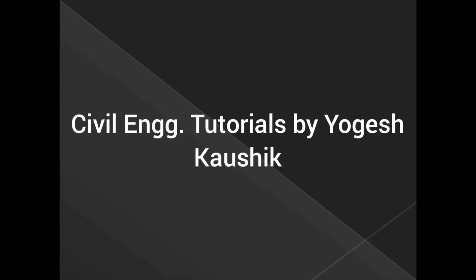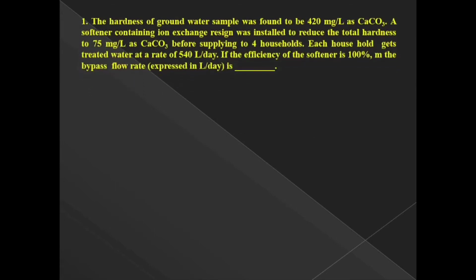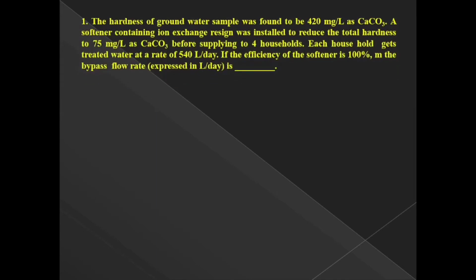In this particular video lecture, I am going to discuss with you the MCQs of environmental engineering. Our first question is: the hardness of a groundwater sample was found to be 420 milligram per liter. Here the hardness is given as 420 milligram per liter.